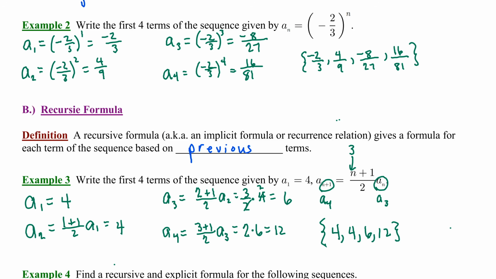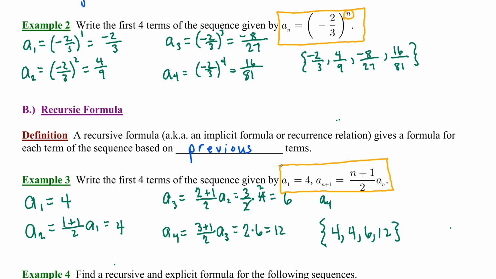So the 2 different ways to define a sequence are using an explicit or nth term formula. In that case, the value of the sequence is given in terms of its position n. Or in terms of a recursive or recurrence relation, then the term in the sequence is defined based on the term or terms that came before it. And in that case, you always have to have a starting point.